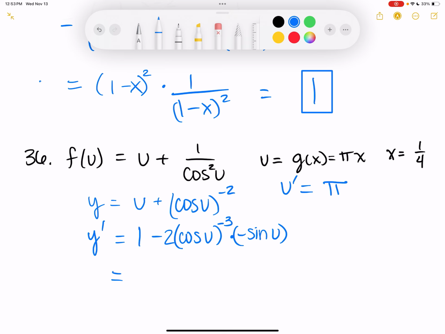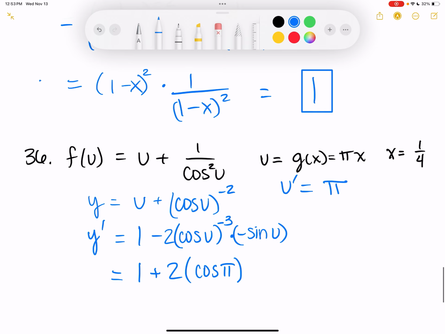All right, so now pi x is getting plugged in everywhere there's a u. So I get 1 plus, I'm multiplying these, 2 times the cosine of pi x to the negative 3 times the sine of pi x. And then that whole thing is getting multiplied by pi at the end, because it's times the u prime part.